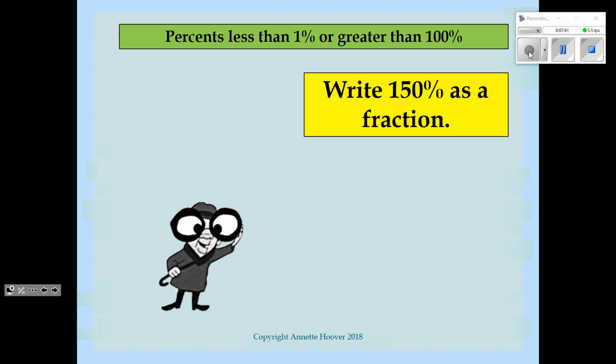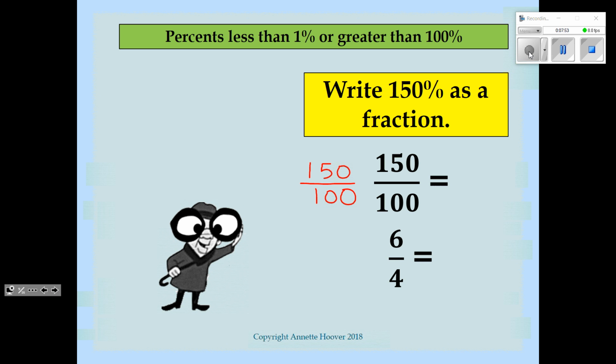Write 150% as a fraction. Again, we take the percent, we write it over 100. Always write it over 100. Both of those numbers are divisible by 50, so that would be 3/2. I got 6/4, so I didn't divide by 50 to start out with. 6/4 is the same thing as 3/2. And you can simplify that down to 1 1/2.